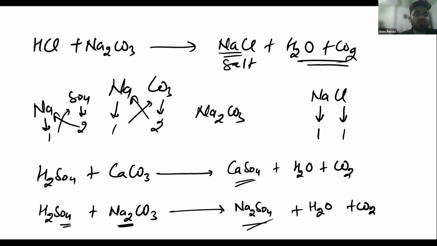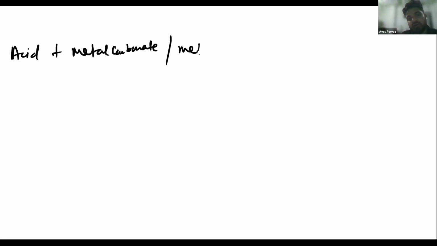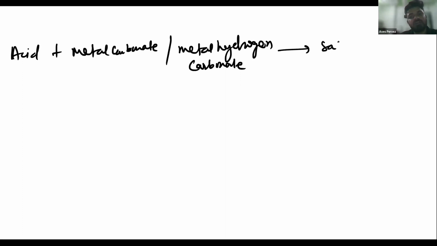Okay. So if we have an acid reacting with a metal carbonate, or reacting with a metal hydrogen carbonate, as long as it has carbon in it, it will form the same product, that is salt plus carbon dioxide plus water. Okay, you got it? Clear.